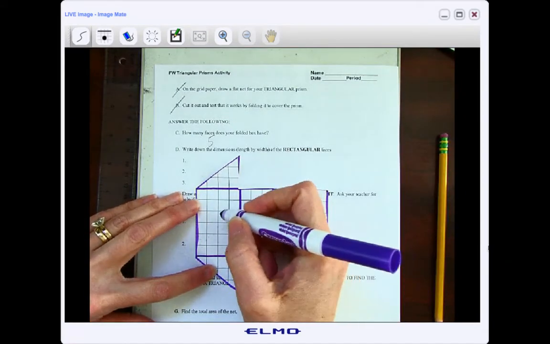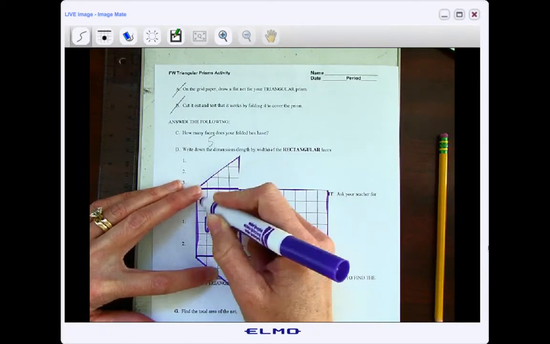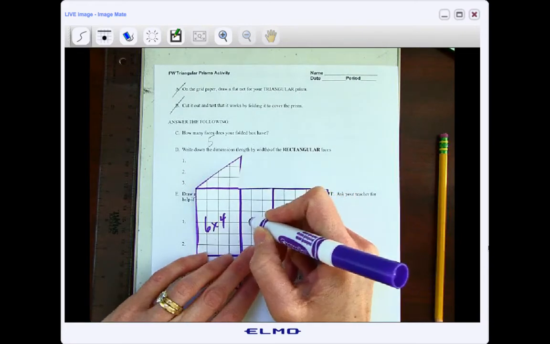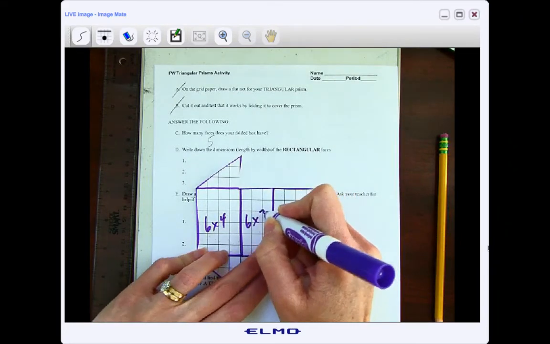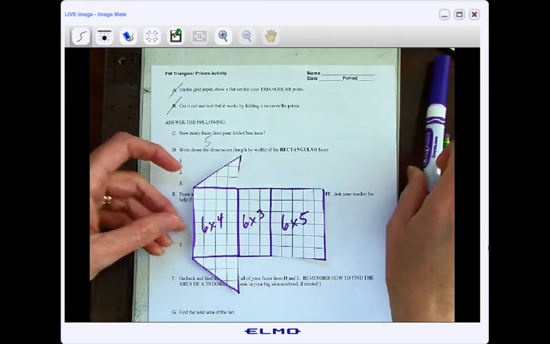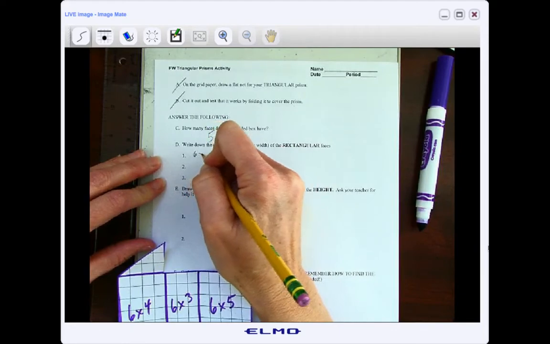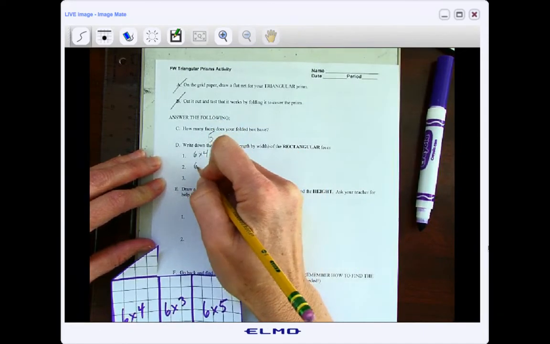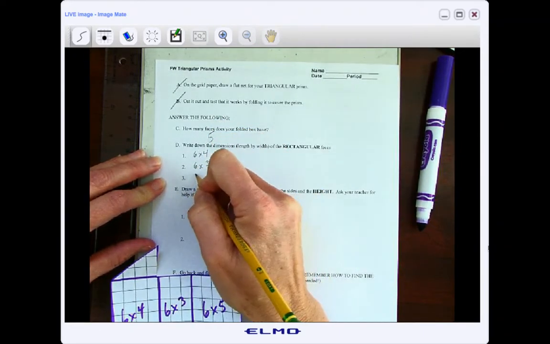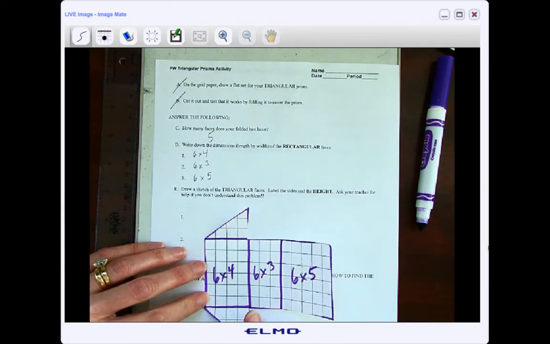Did you say that this is a 6 by 4? If you have this one, it might be something by 4. My next one is a 6 by 3 and a 6 by 5. So I've got my 6 by 4, 6 by 3, 6 by 5. Now draw a sketch of your triangular faces.